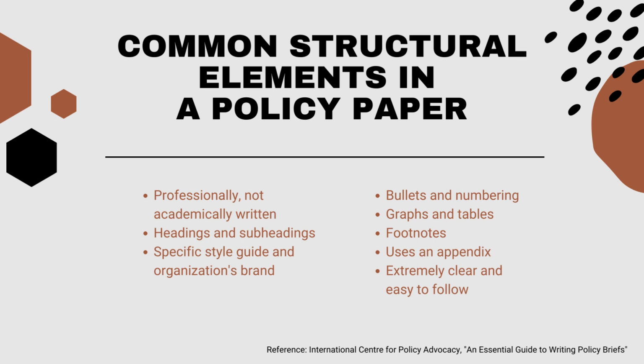Common structural elements in a policy paper. Policy papers are written with very common structural elements such as being written professionally, not academically, headings and subheadings, specific style guide and organization brand, bullets and numbering, graphs and tables, footnotes, use of an appendix, and extremely clear and easy to follow. Additionally, the ICPA also recommends a title that is attention grabbing, and an executive summary that is also attention grabbing, and is a 2-paragraph summary with clear statements about what is included in the paper.